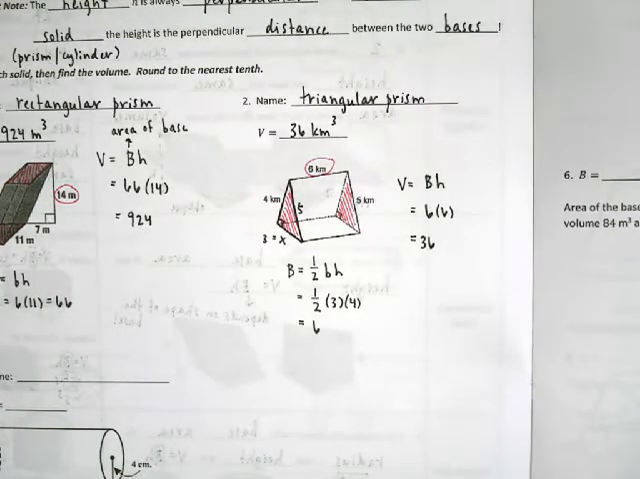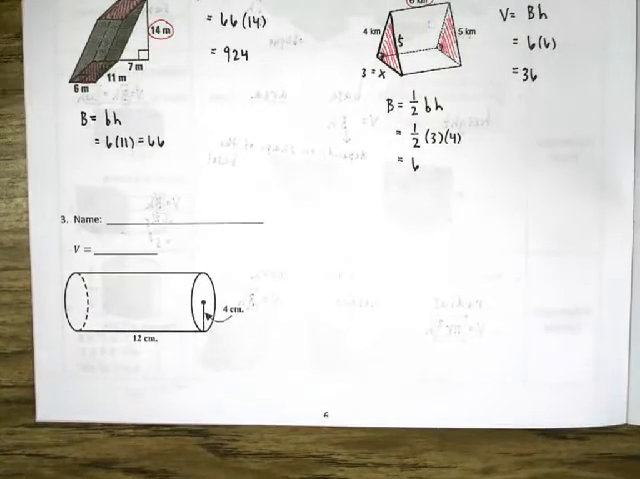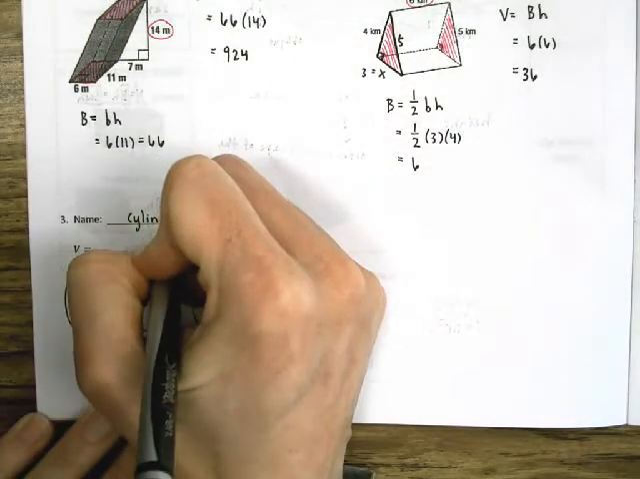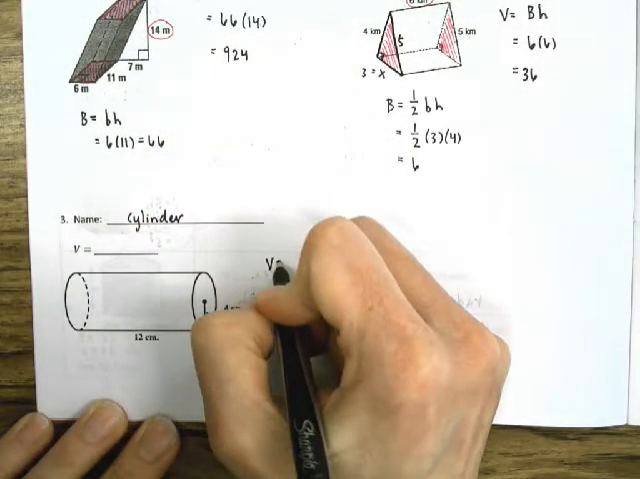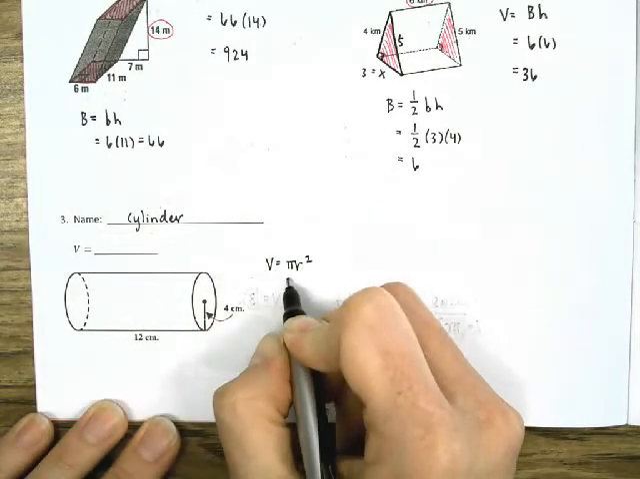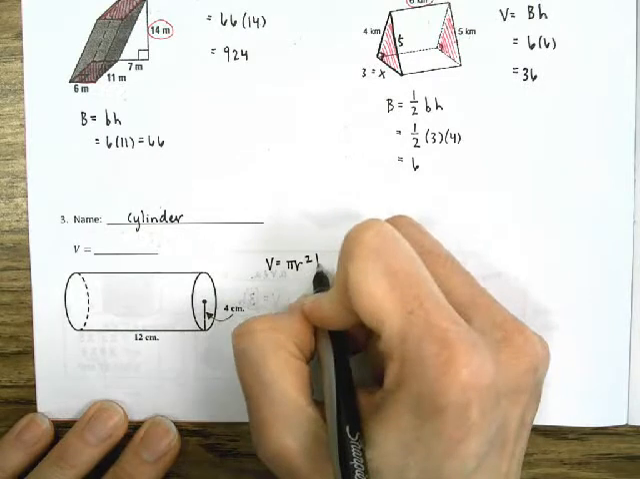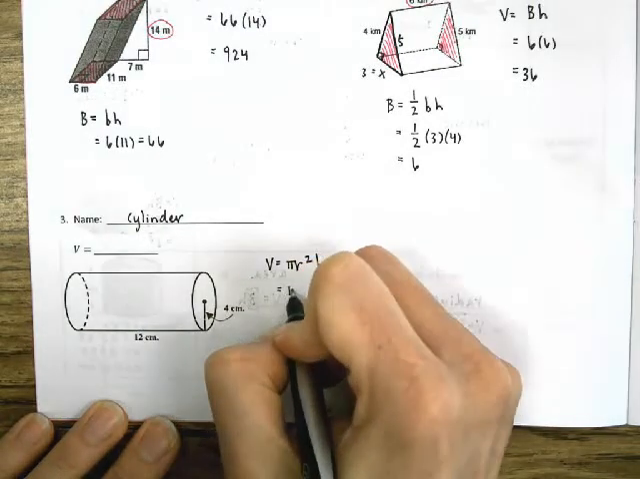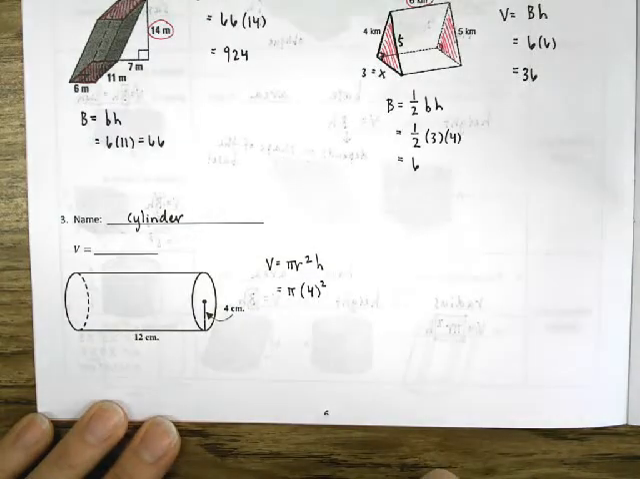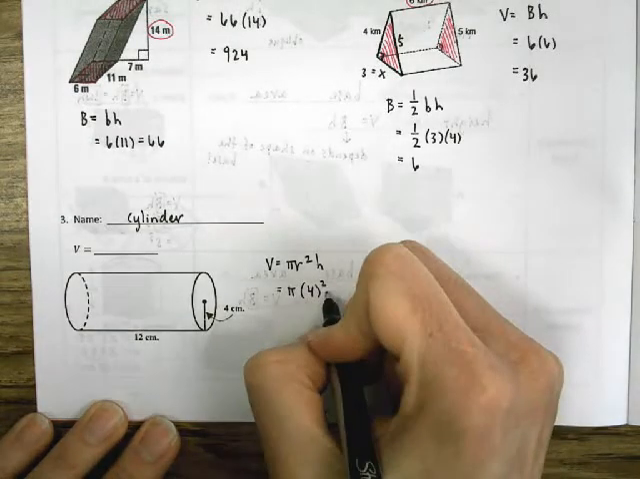All right, so then the last one for this page, we're going to look at a cylinder. So hopefully we'll recognize that shape right away. Now for a cylinder, I just have it memorized that area is going to be pi r squared, right? The area of our base is a circle, so pi r squared times h. So I'm going to have pi times my radius is 4. I'm going to square that and then multiply it.